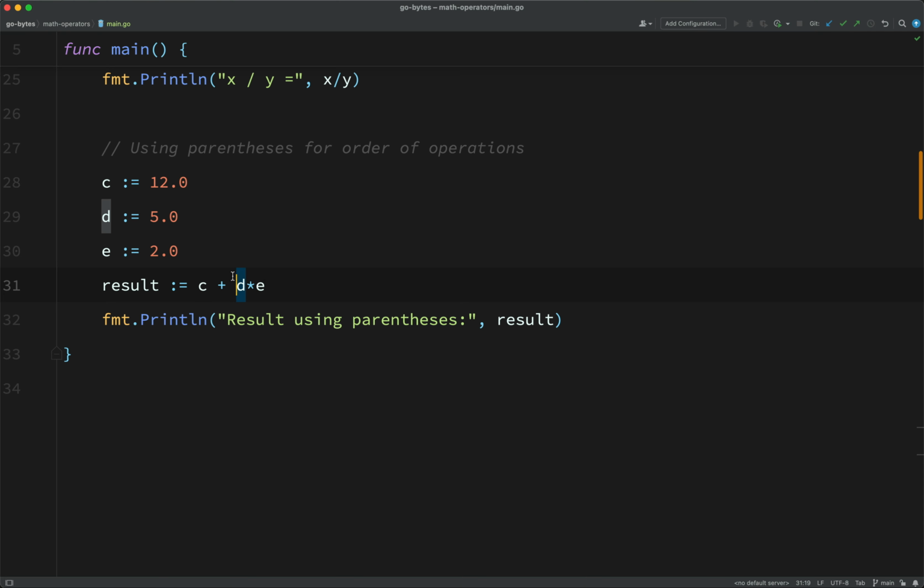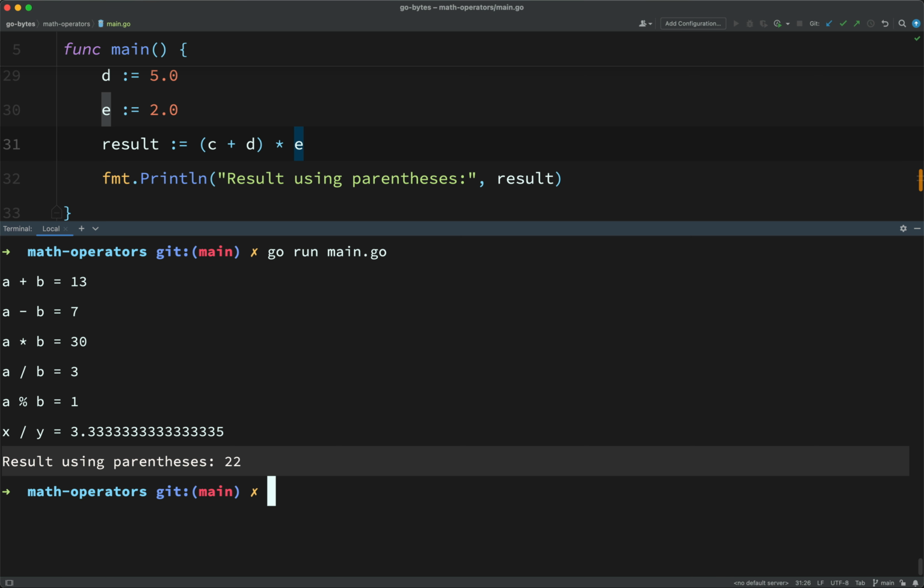But how about if we wrapped C plus D in parentheses, in which case this would be calculated first, and then multiplied by E. So C plus D equals 17, multiplied by E, which is 2. So 17 multiplied by 2 should give us 34. Let's go and check that.